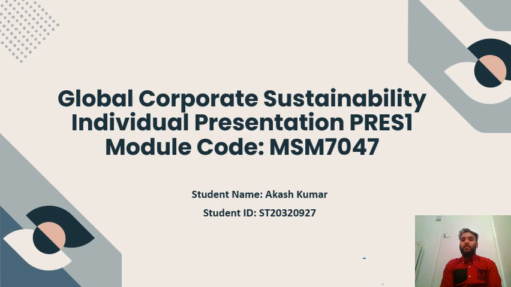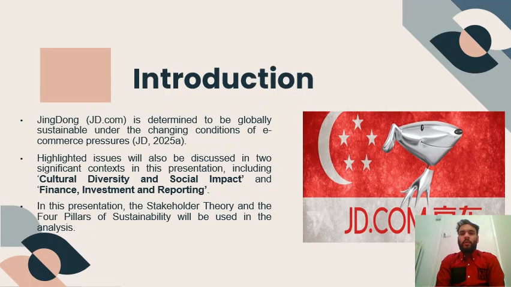I am going to talk about the introduction now. I am going to talk about Jingdong, also known as JD.com by its short name, which is determined to be globally sustainable under the changing conditions of e-commerce pressure. I will start by presenting the role of JD.com in the world sustainability arena. We will discuss two themes: how cultural diversity and social impact are reflected in JD.com, and how the firm is doing in finance, investment and reporting.